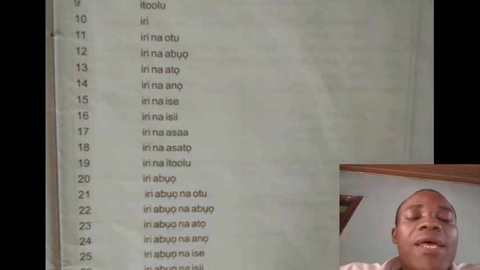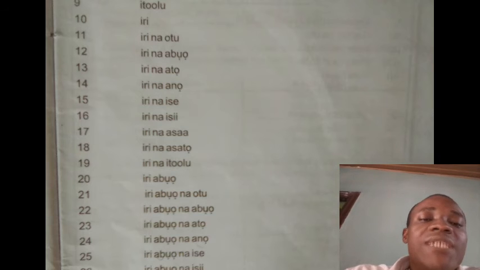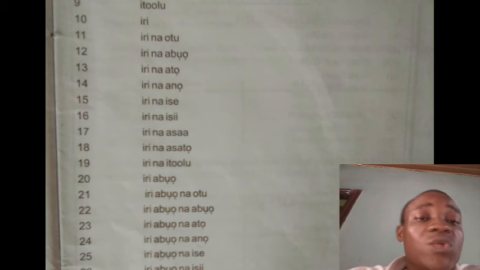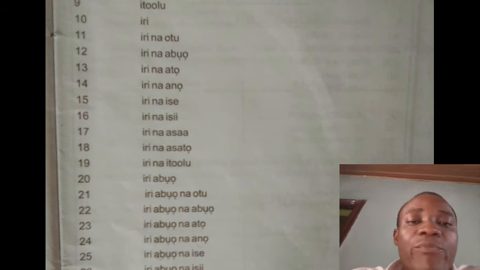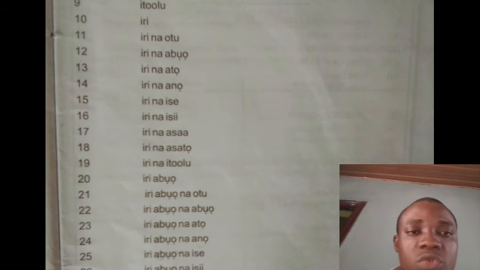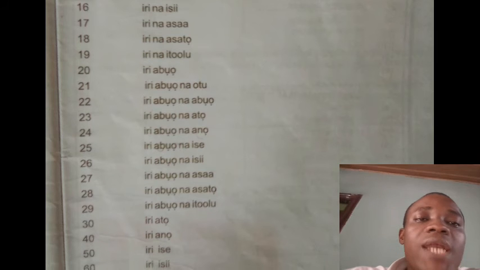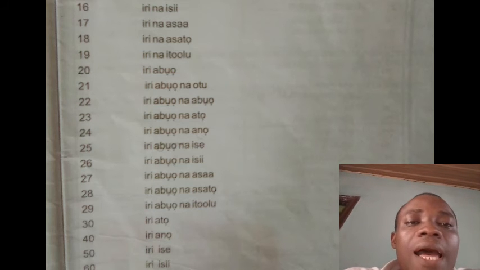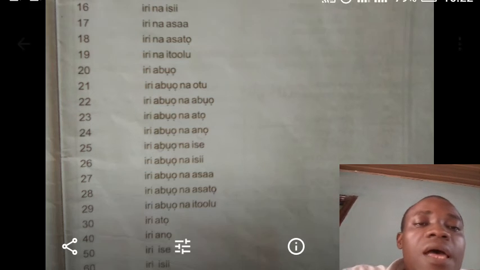Okay, 21 here. You see, under 20 there is no na again, just iri abuo. Then under 21, you see iri abuo na otu. You now insert that na there again. 22 is iri abuo na abuo. 23 is iri abuo na ato. 24 is iri abuo na ano.